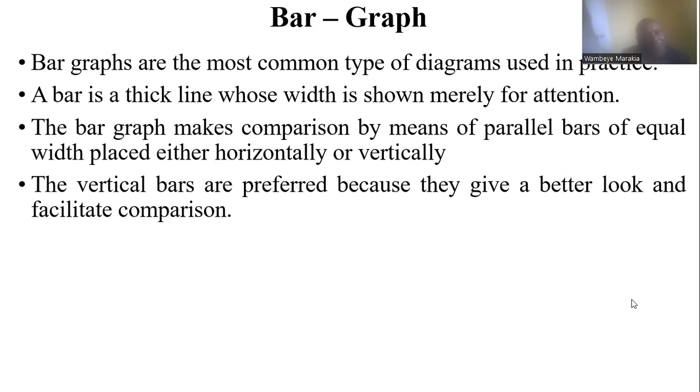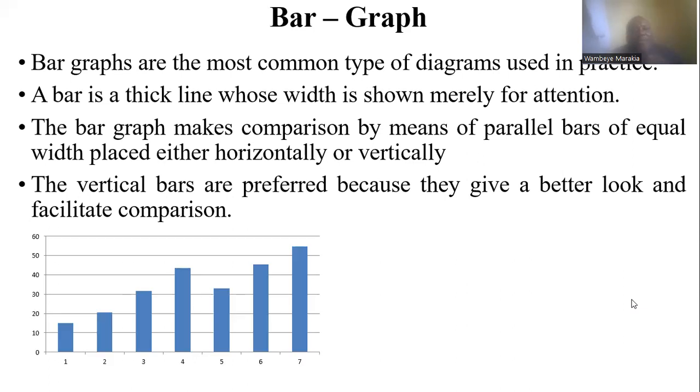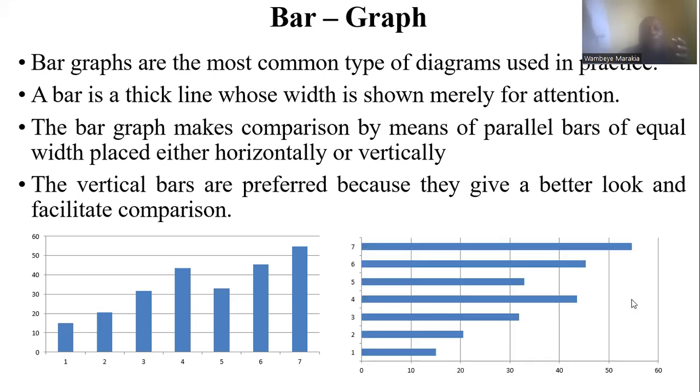So we have two of them. The first one here is on our screen. This one I am calling a vertical bar. And you see, those bars are not touching each other. They are apart. And also we can have horizontal bars. On the screen, on my right hand, I'm having the horizontal, and on my left hand side, I'm having the vertical bars. And I've said that vertical bars are preferred because they give a better look and facilitate a better comparison.